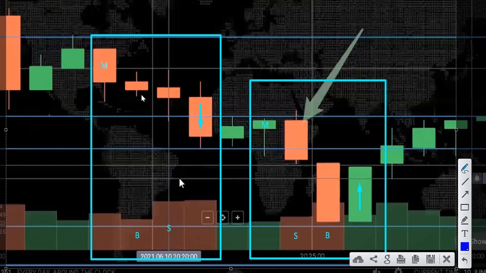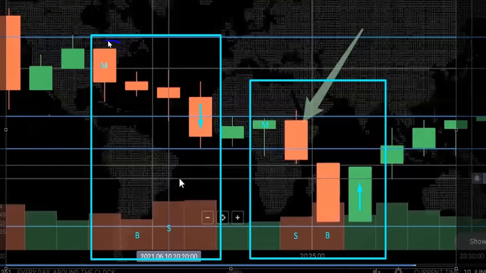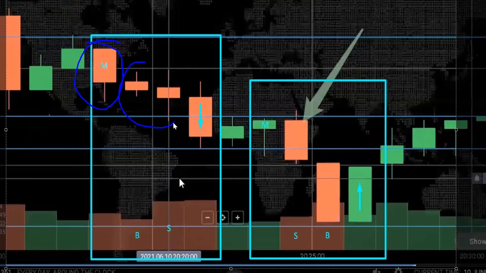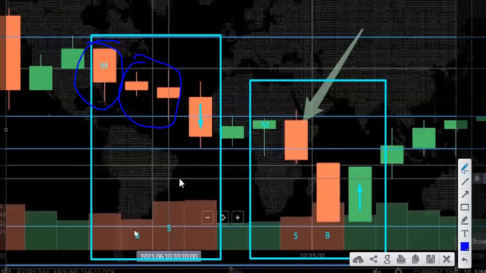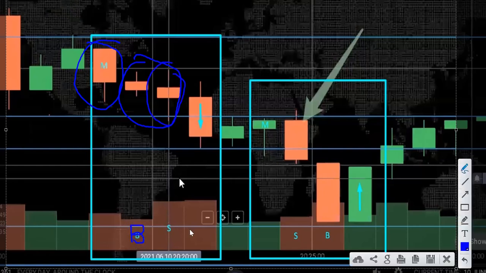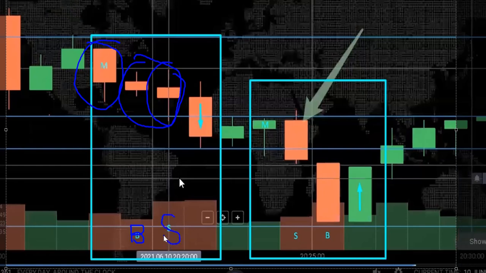As I told you, when the first candle is a Marubozu and the second and third candles are the same color, that means the first volume will be the opposite party's volume, that is the buyers' volume. That means the third volume will be this color's volume, the sellers' volume.